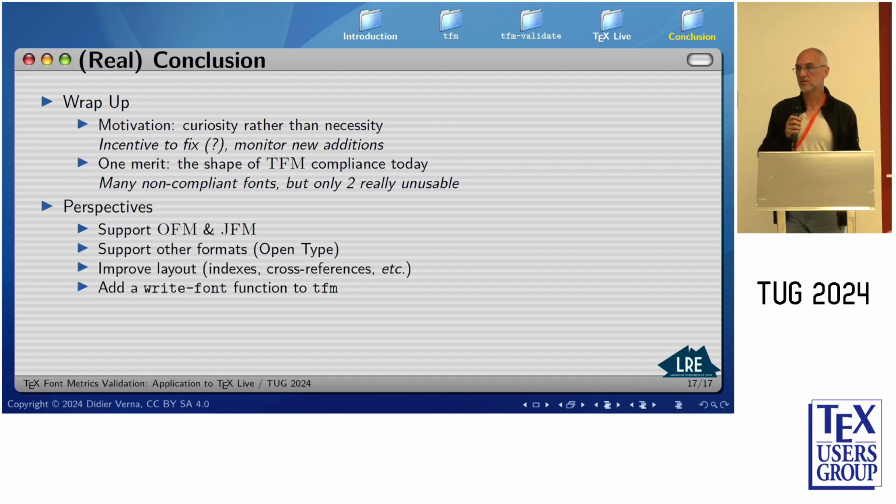Okay, perspectives of this, obviously adding OFM and JFM support, which will require modification to the original TFM library. I intend to do that soon-ish. So emphasis on ish. I would like also to check all the other font formats because I'm interested in writing parsers for the other font formats in order to bring those font metrics to the Common Lisp world as well. I've already started to write a parser for OpenType.